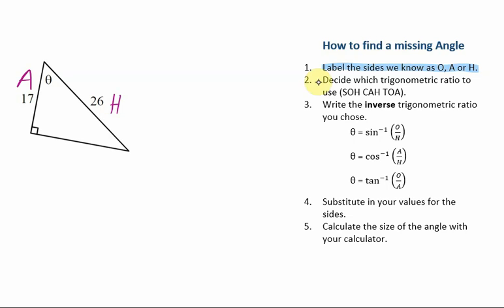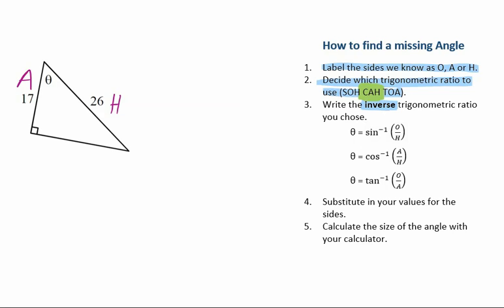Once again, we use SOHCAHTOA to decide which trigonometric ratio we will be using. We have adjacent and hypotenuse, and that's the CAH part of our mnemonic, so we will use the cosine ratio. This is where things change a little bit when we choose which ratio to write. Because we're trying to find an angle and kind of work backwards with our trig functions, we need to use the inverse trigonometric ratios. Inverse meaning opposite.